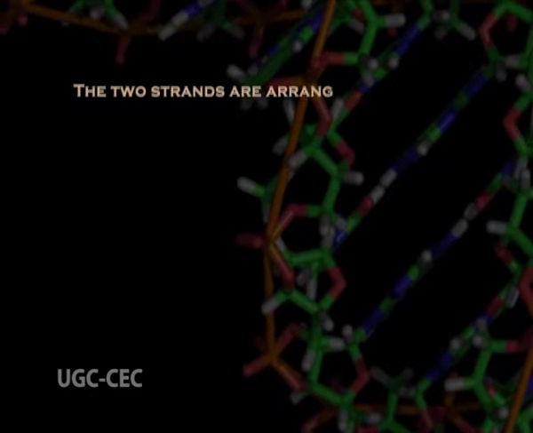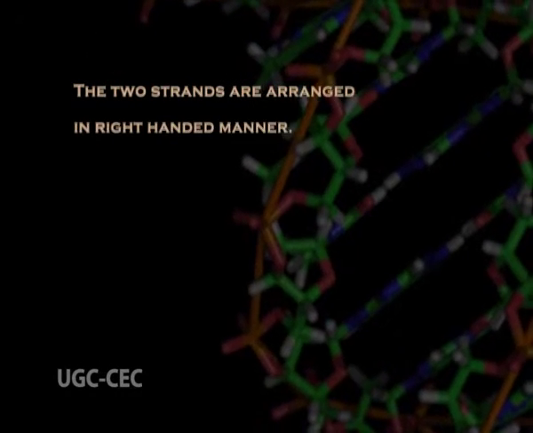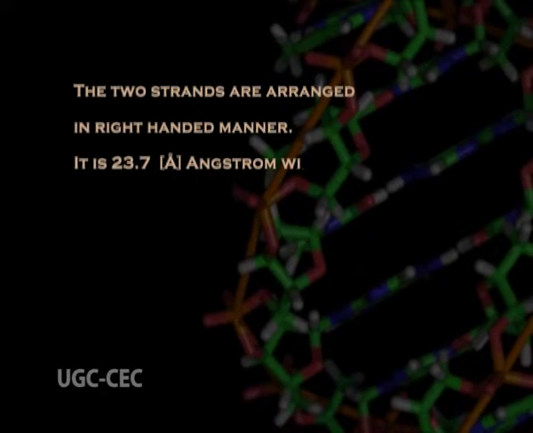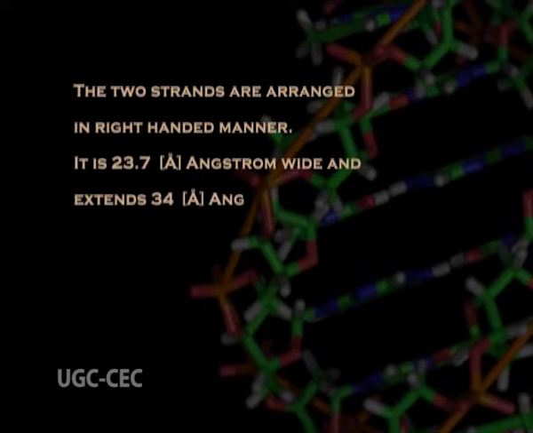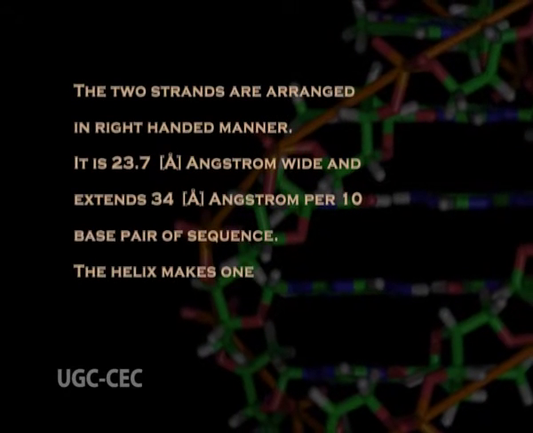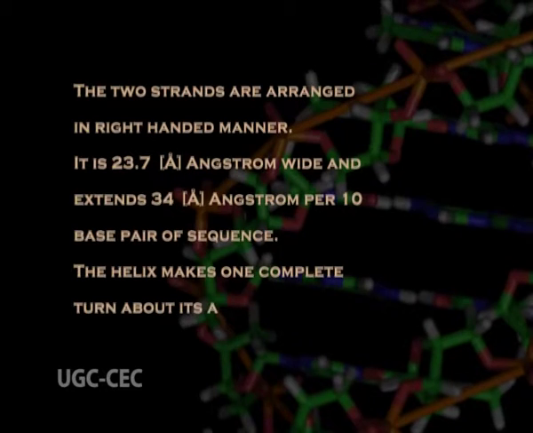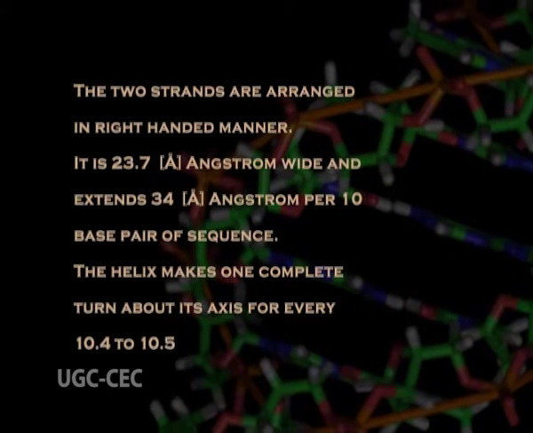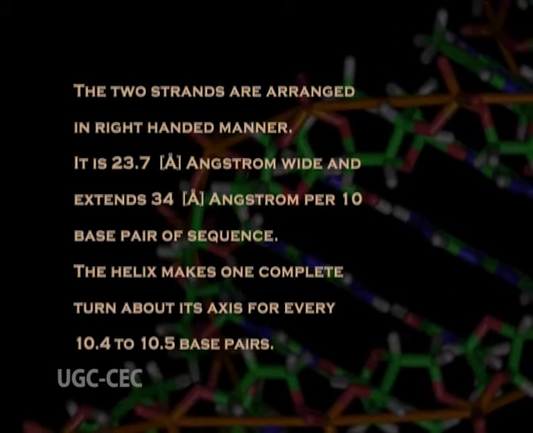In this model, the two strands are arranged in right-handed manner. It is 23.7 angstrom wide and extends 34 angstrom per 10 base pairs of sequence. The helix makes one complete turn about its axis for every 10.4 to 10.5 base pairs. The major groove is wider than the minor groove in B-DNA, and many sequence-specific proteins interact in the major groove.